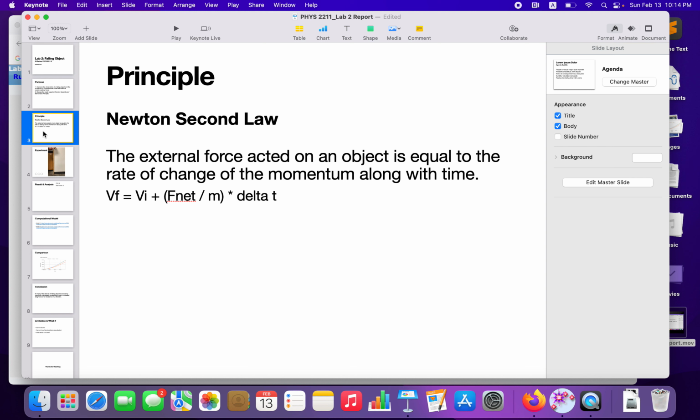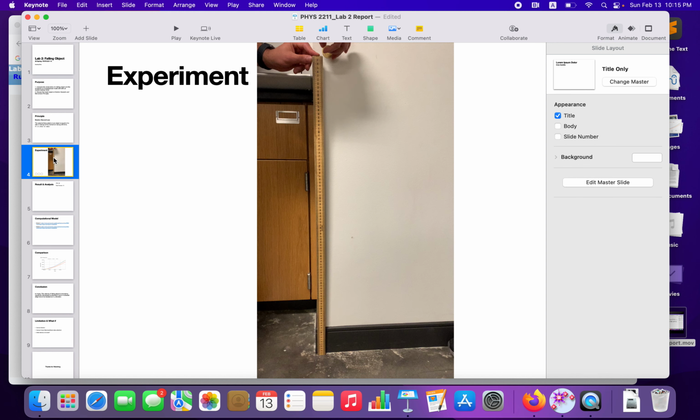So the law basically states that the rate of change of the velocity versus time is dependent on the external force acting on the object. And in this case it is the gravitational force and the drag force.